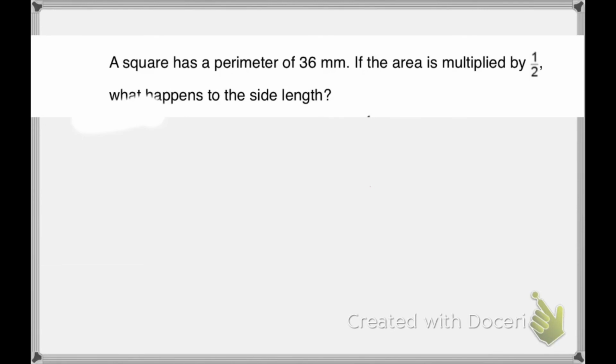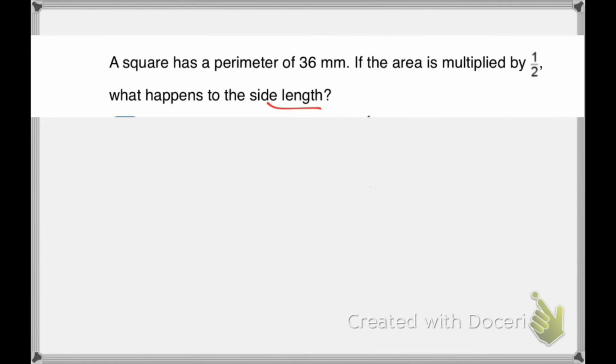Let's say that a square has a perimeter of 36 millimeters. If the area is multiplied by 1/2, what happens to the side length? So I have a square, a terrible square. The perimeter equals 36, and we take the area, whatever that is, we can figure it out since it's a square. Let's take the area and it's multiplied by a half. If I take the whole area, multiplied by 1/2, what happens to my side length of the new one? That's the idea.